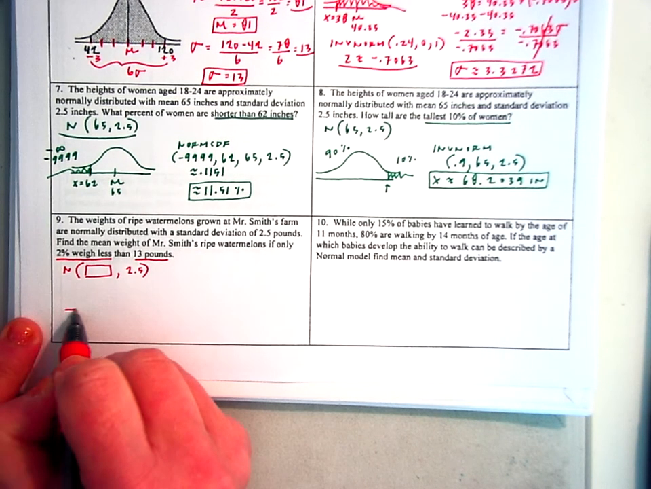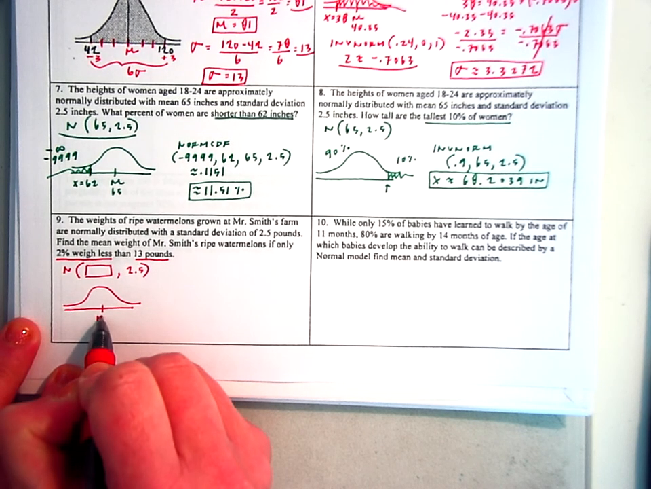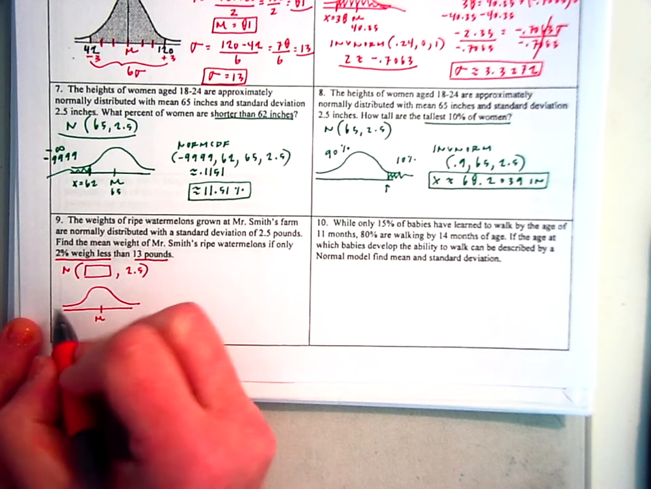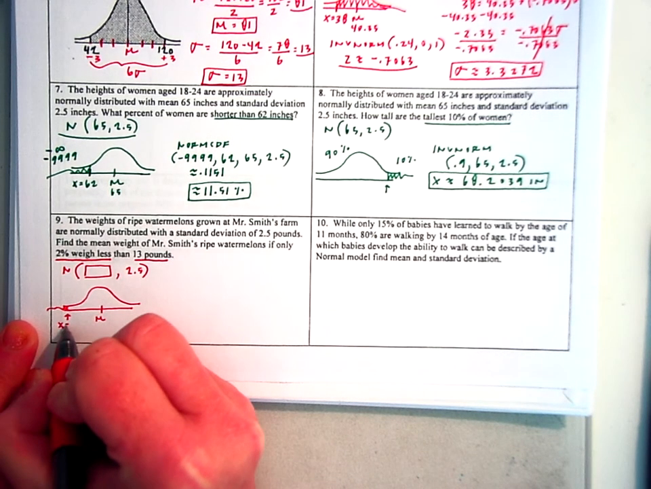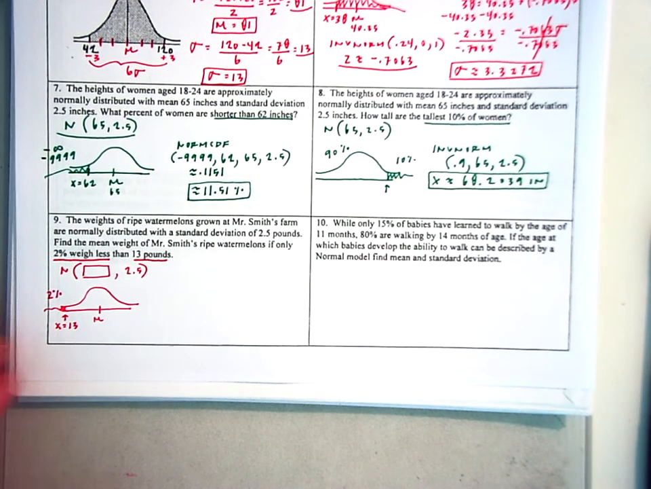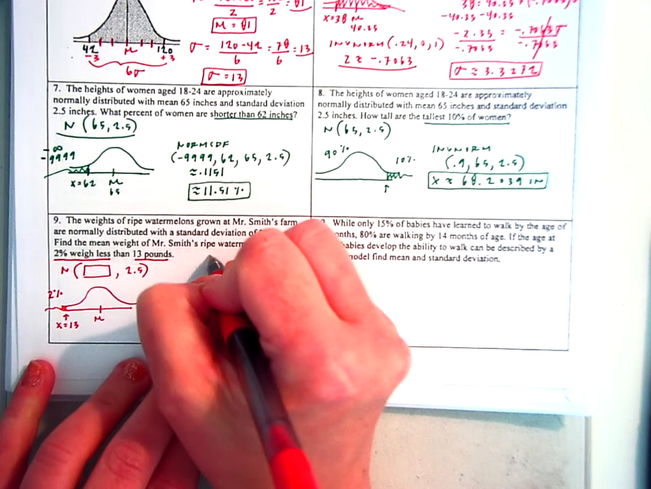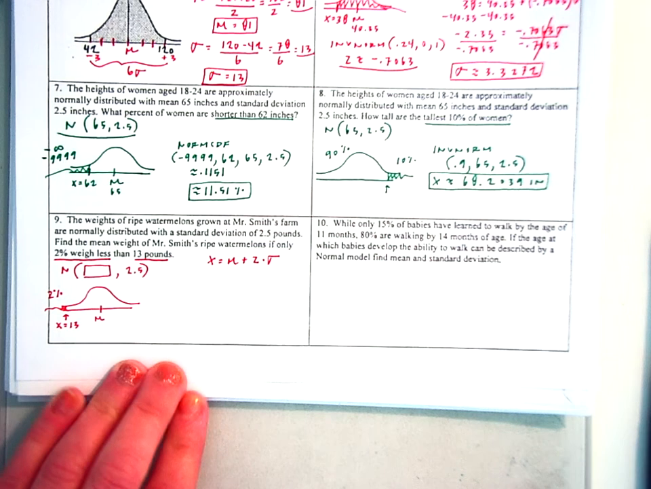So if I picture it, here's my little normal curve. I don't know the mean, but I know it's about right there. We know that 2%, so here's that lowest 2%, weigh less than 13 pounds. So here's that lower 2%, just like that. So here, I don't know the mean. That's what I'm trying to solve for. I do know the standard deviation. So here, I'm going to have to figure out what is the z-score. I'm going to have to use the z-score and then go through x equals mean plus z times standard deviation.